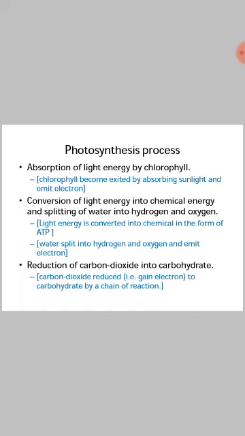So the light absorbed by the chlorophyll is converted to chemical energy in the form of ATP, and that chemical energy, ATP, is further used in the whole living process that is going on in the plant. So this is the main source of energy in the plant body.